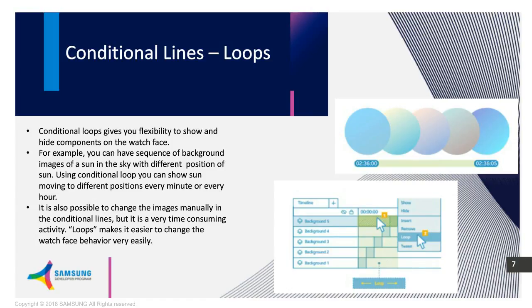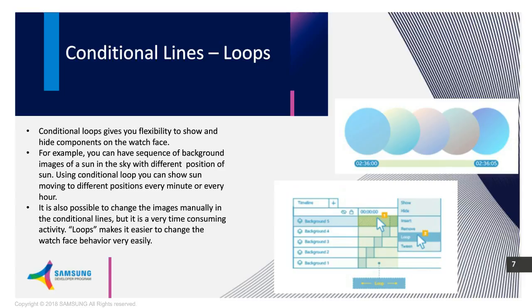Next, we are going to talk about the conditional lines and how to add loops in the conditional lines. Conditional lines give you flexibility to show and hide different components of the watch face at different times. For example, you can have a sequence of background images, and each of the background images can have the sun at a different position, just to mimic the movement of the sun in the sky. You can add all those sequences of images into your watch face tool, and you can control.